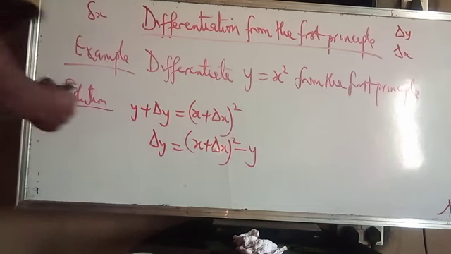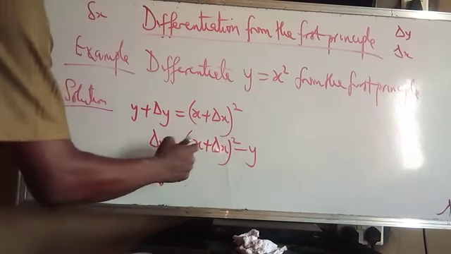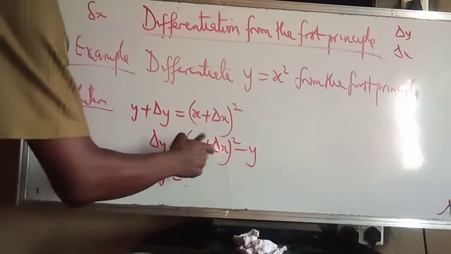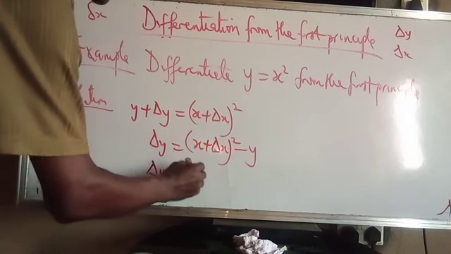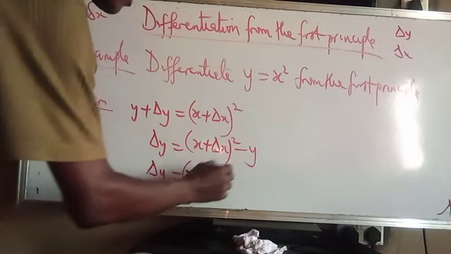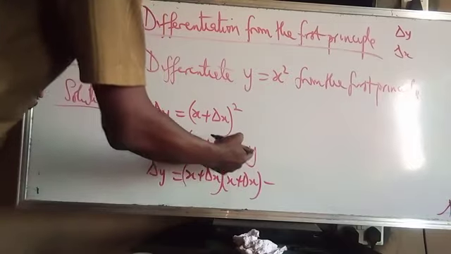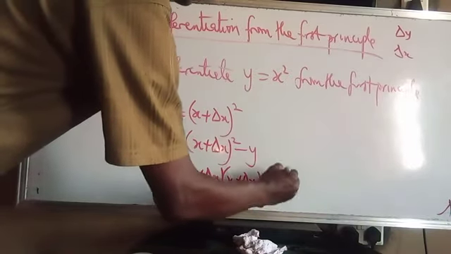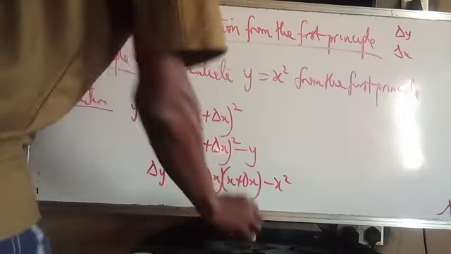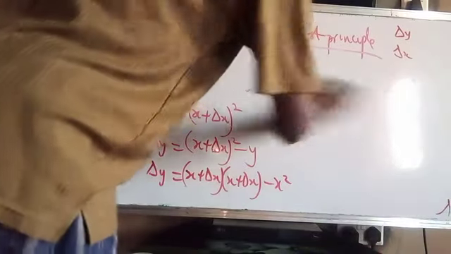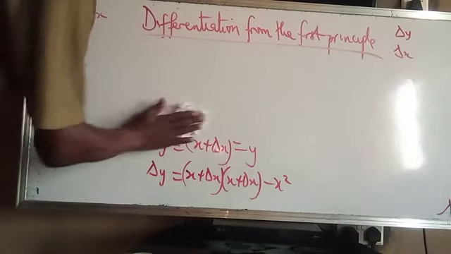So now the change in y will be equal to, by the time you expand this, normal expansion, (x plus delta x) multiplied by (x plus delta x), then minus y. Now, your y originally from the problem is what? x squared. So you replace that y by the value of y given to you, so that we have y on the left and x on the right.